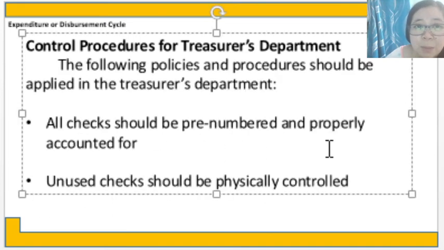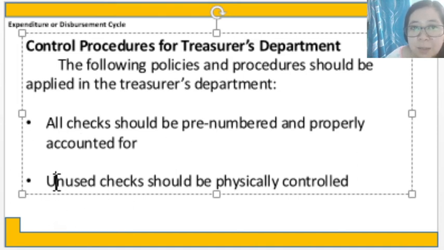Next, all checks should be pre-numbered and properly accounted for. Normally, to control and to avoid cash theft, the entity will use checks as payment, because checks will not be issued until they are signed or authorized for disbursement, and there should be a payee written on the face of the checks to make sure that payment was actually made to the party which the entity owes or has a liability with. It should also be pre-numbered to control the issuance of the checks.